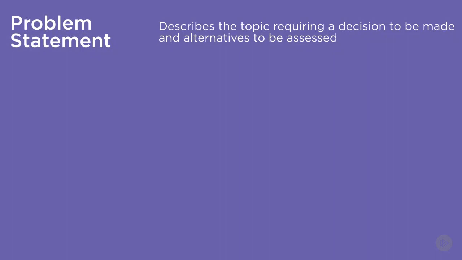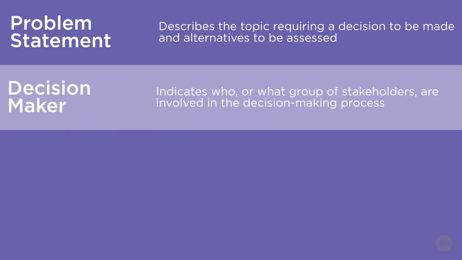First, a problem statement describes the topic requiring a decision to be made and the alternatives that should be assessed. We should understand who is responsible for making this decision, whether it be us as the business analyst, a sponsor for the change initiative, a group of stakeholders, or some other sort of individual or group. Further, we need to capture not only who might have the final say in this matter, but also whose opinions matter most and should be elicited as part of the decision-making process.